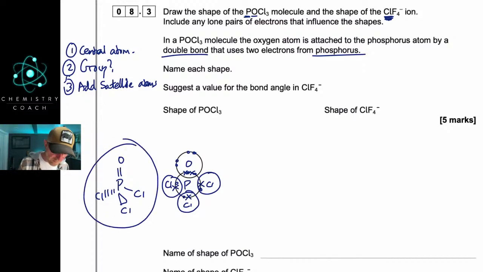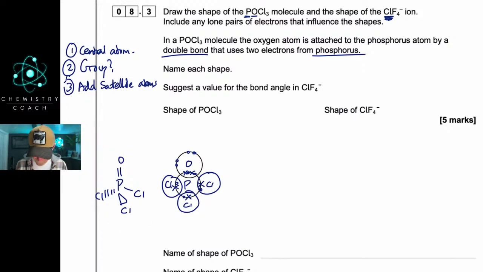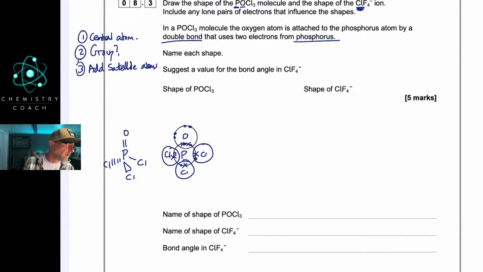So what shape is this when it's at home, ladies and gents? It's got no lone pairs because we've used all the electrons up, and it's got 4 bonding pairs. Tetrahedral, boom. So that is tetrahedral. That bit's nailed. 2 out of the 5 marks in the bag.